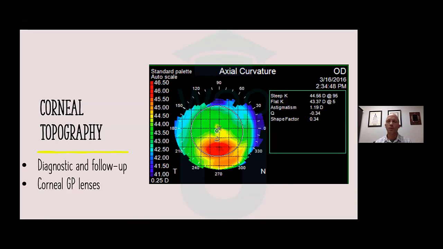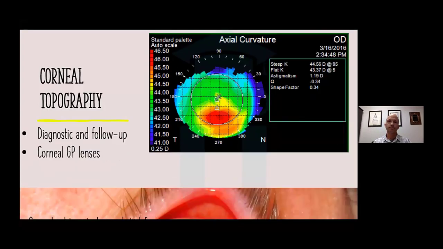And we're all familiar with corneal topography. Most of us should have these instruments already in our office. We use them diagnostically to detect disease such as keratoconus. We use them to follow up patients with corneal disease or issues. We also use them to empirically fit corneal gas perm contact lenses.